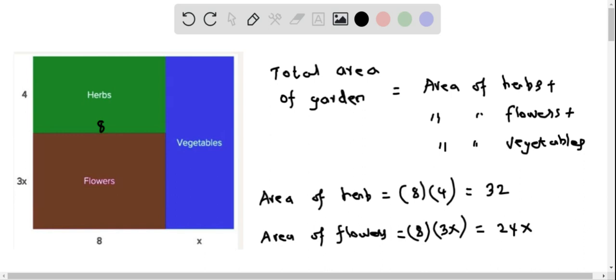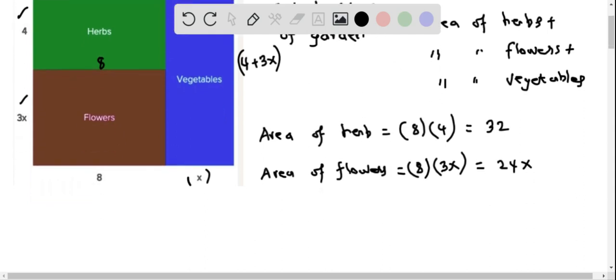Now let's determine the area of the vegetables. For this we have only one of the sides. Probably we can consider this as width because this looks shorter than the length, and which is x. And the length we have to determine for this vegetable area. So it's basically the same as the sum of one of the sides of the herbs plus one of the sides of the flowers. So the length of the vegetables we can say is 4 plus 3x, and its width we can consider as x. So therefore we just have to multiply these two expressions to get the area of vegetables.